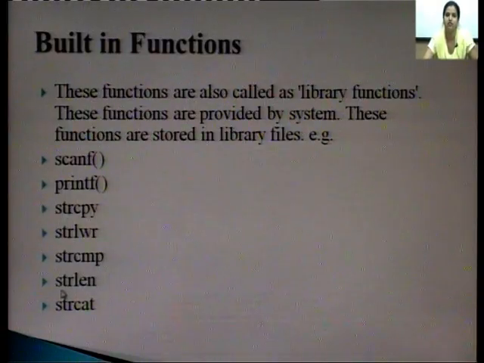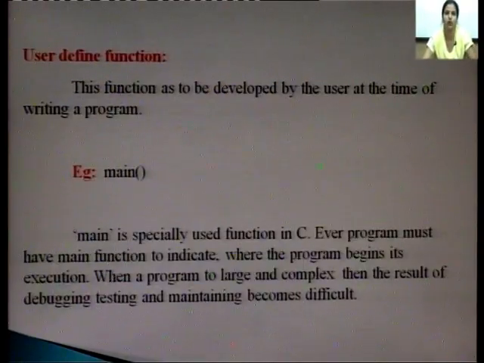The next is string length. This string length feature is used for calculating the length of the string, means how many bits are stored in this string. The next is string cat. This is used for concatenation of string. Concatenation means for joining the two strings we use the string concatenation. These are some built-in functions, and now we are going to the user-defined functions.